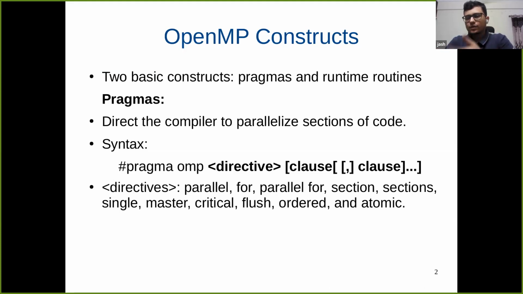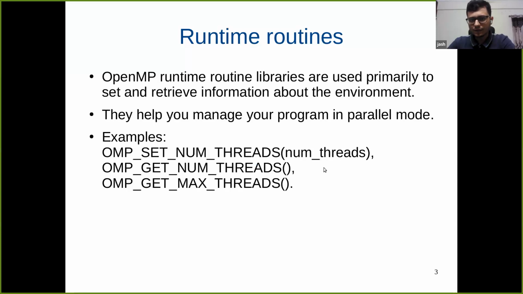We also saw this using our hello world example. We saw what the directive was there and what the clause was there. And we saw runtime routines, which are used to set and retrieve some information about the environment. The first two we saw were set num threads and get num threads. I think we didn't see the third one, but we'll see this one today. So let me share the program with you.